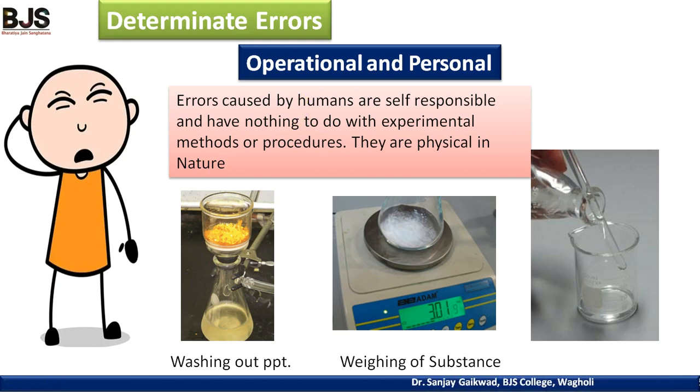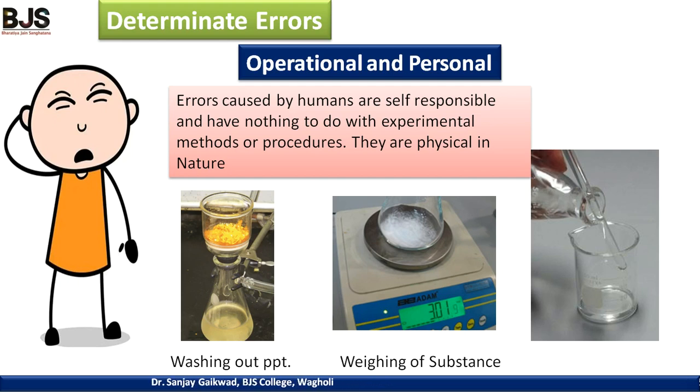It is related to the person, and therefore errors caused by the human are self-responsible and have nothing to do with the experimental method or procedures. They are physical in nature. For example, when we are doing the practical, at the time of washing out the precipitate, the selection of the proper solvent for the washing is the most important task.